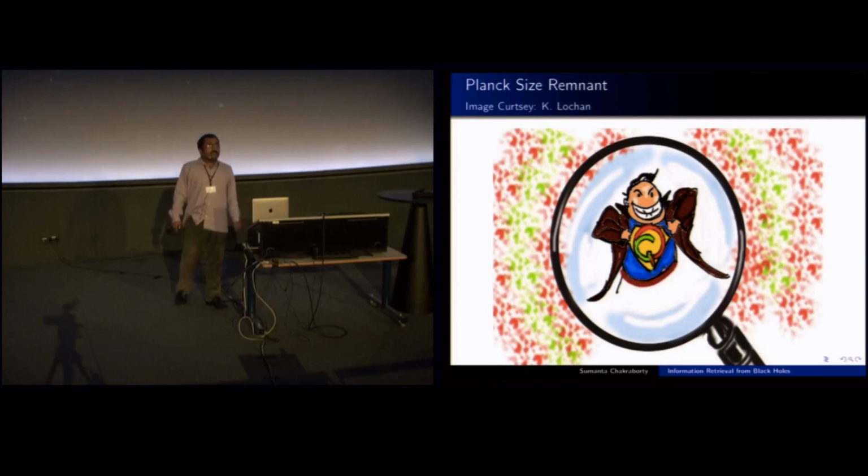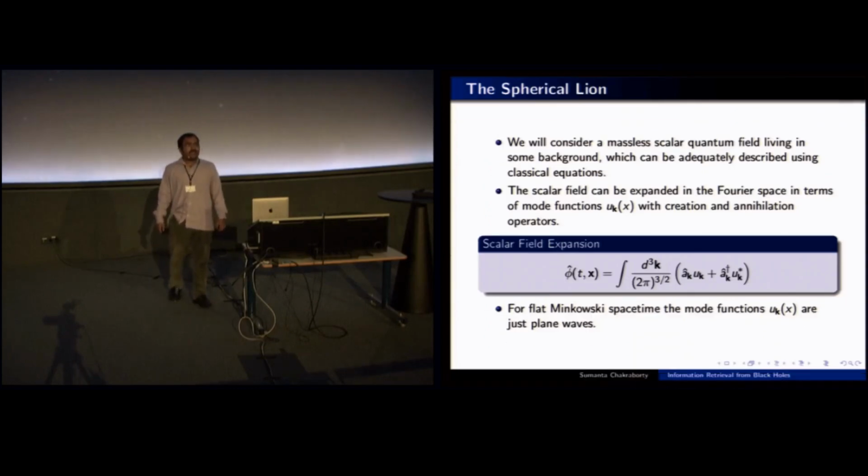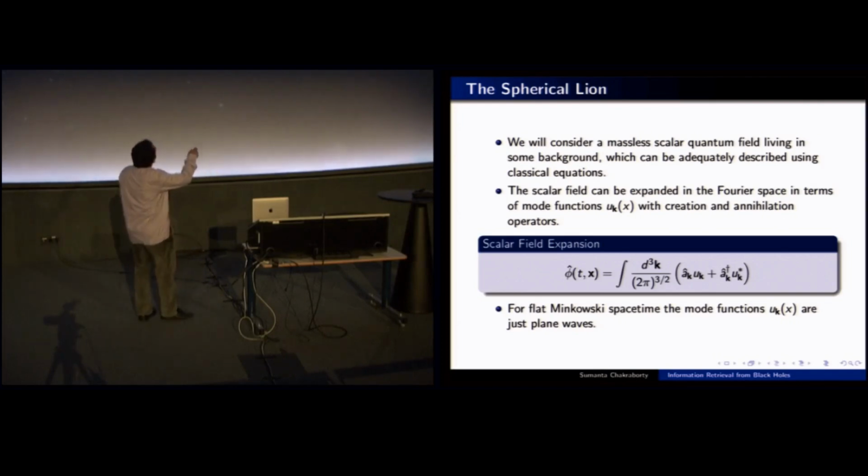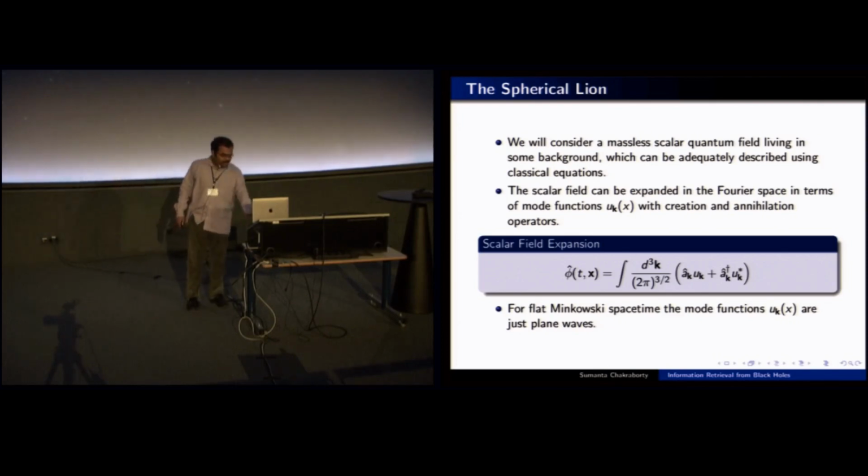To study that, I will consider a very simple case, which is that of a massless scalar quantum field living in some background, which in this case of course would be the black hole background, and that is described adequately using classical dynamics, that is, classical equations of motion. And as usual, we will expand the scalar field into a Fourier basis. So essentially, I have creation and annihilation operators, and this d^3k stands for the k space integral. In flat Minkowski space-time, this u_k would have been just plane waves. But since I am now working in a curved background, they will no longer be plane waves. There will be some complicated functions.